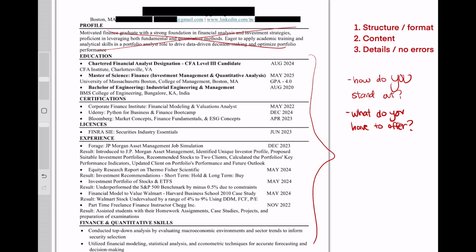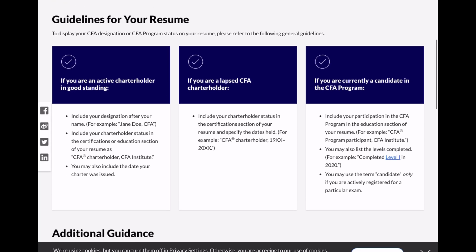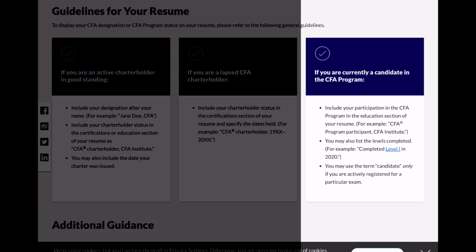Chartered Financial Analyst designation, CFA Level 3 candidate, August 2024, CFA Institute, Charlottesville, Virginia. First of all, we don't need to write this because people in finance will already know what CFA is and they're not going to be concerned with the headquarters of the CFA Institute. What does August 2024 mean? If you're currently a candidate in the CFA program, include your participation in the CFA program in the education section, which you've already done. That's great.